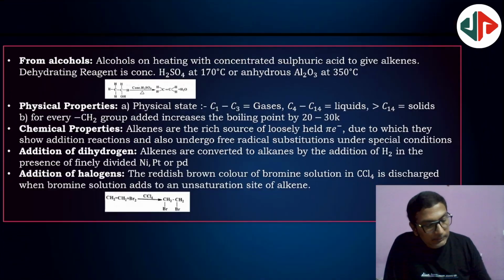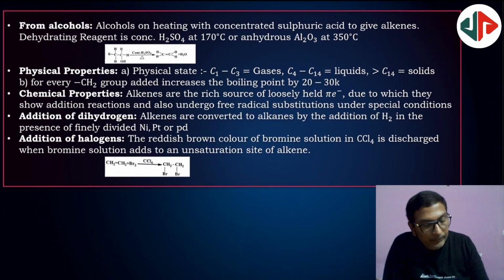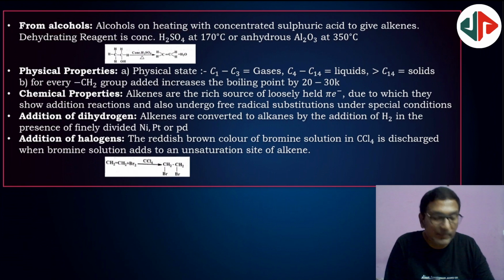Next, from alcohols. So dehydration of alcohols will give corresponding alkenes. So here concentrated H2SO4 or Al2O3 are dehydrating agents. Next, physical properties. C1 to C3 are gases, C4 to C14 are liquids, above are solids.